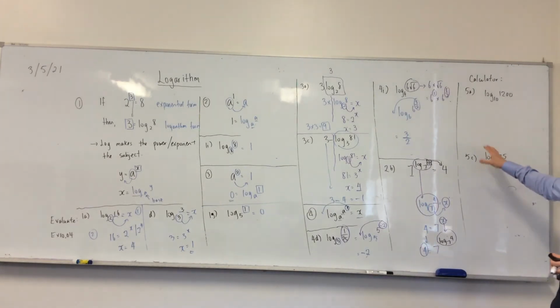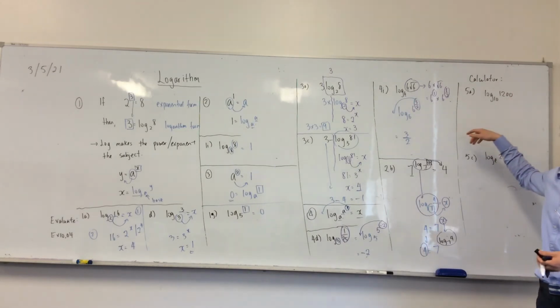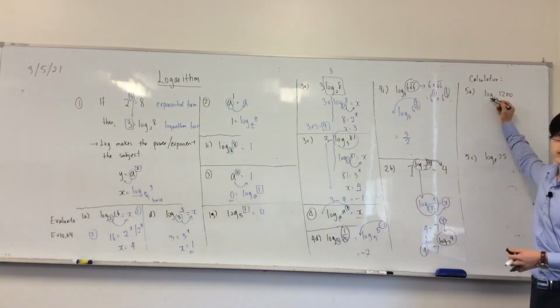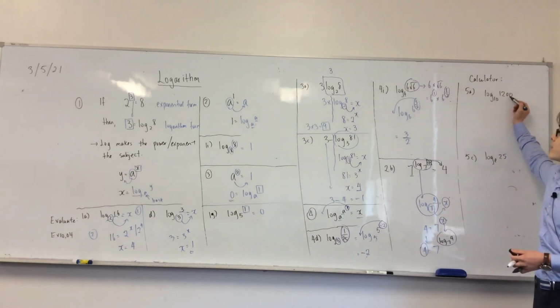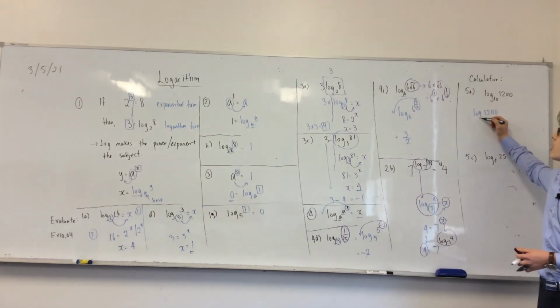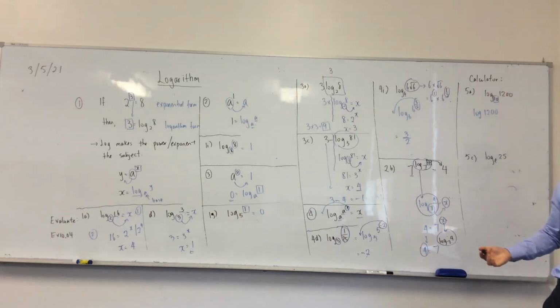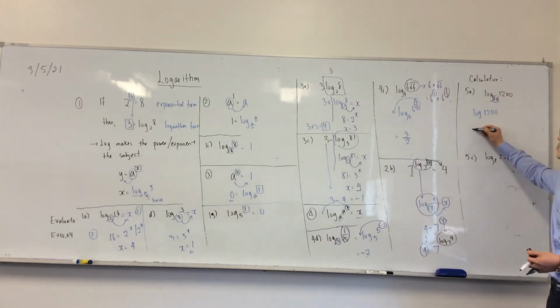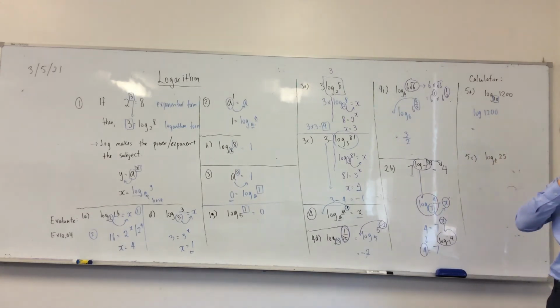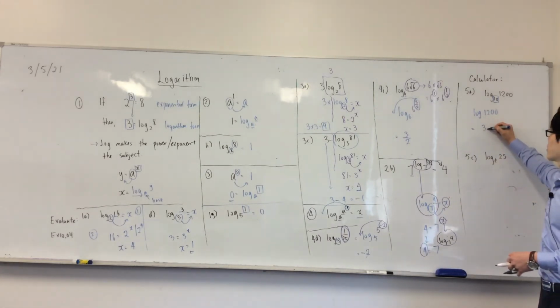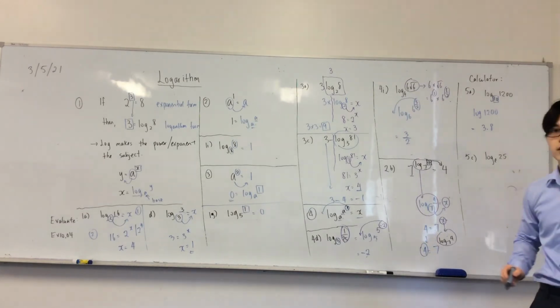All right, last two, nothing fancy. They just want you to learn how to use a calculator. If they want you to evaluate log base 10 of 1200, it's just you typing in the calculator log 1200. When you type in log, that automatically assumes the base is 10. And you'll get some decimal places. Can someone actually do it for me, just quickly? 3.79. Okay, so 3.8.